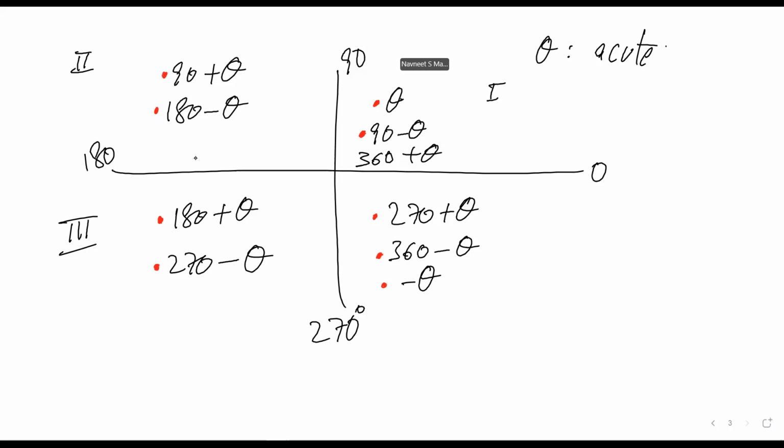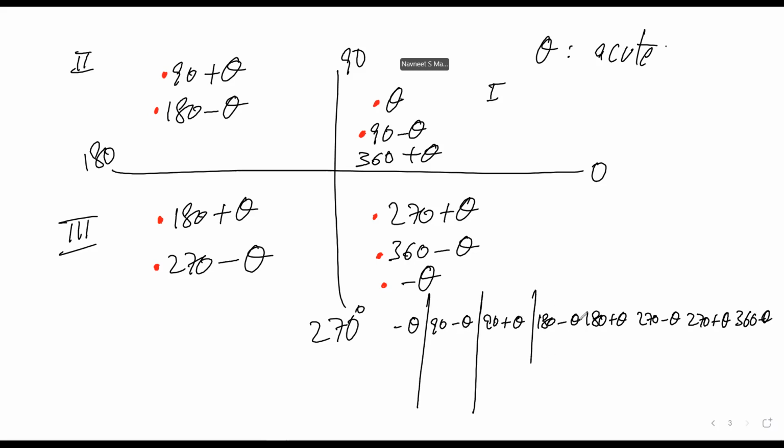Now, why I wanted to show you this was because when I construct my allied angles table, I can write the values like this: minus theta, 90 minus theta, 90 plus theta, 180 minus theta, 180 plus theta, 270 minus theta, 270 plus theta, 360 minus theta. So I can construct my table like this.